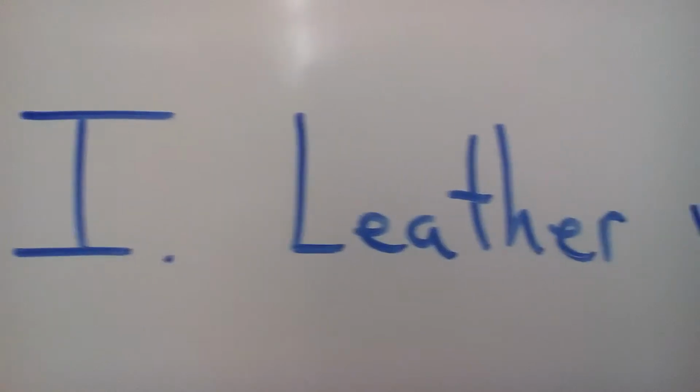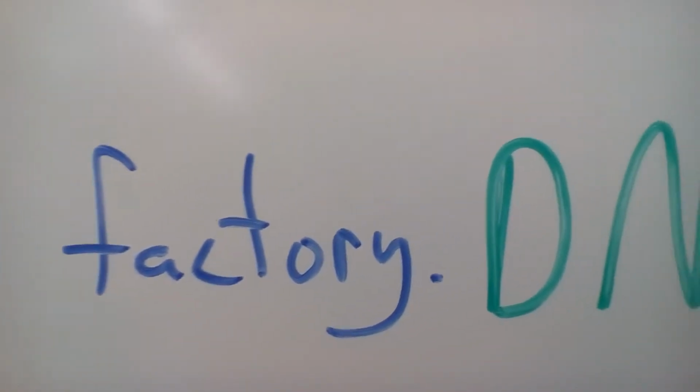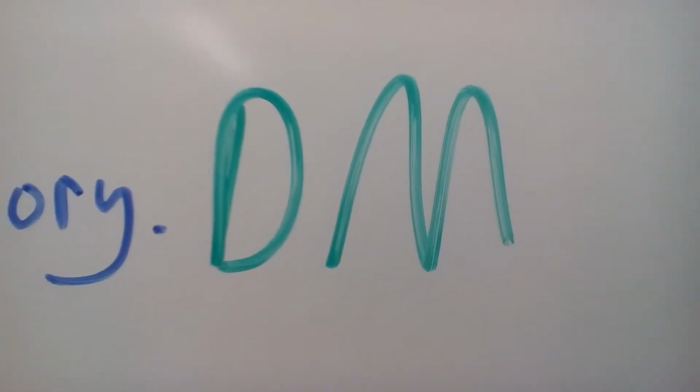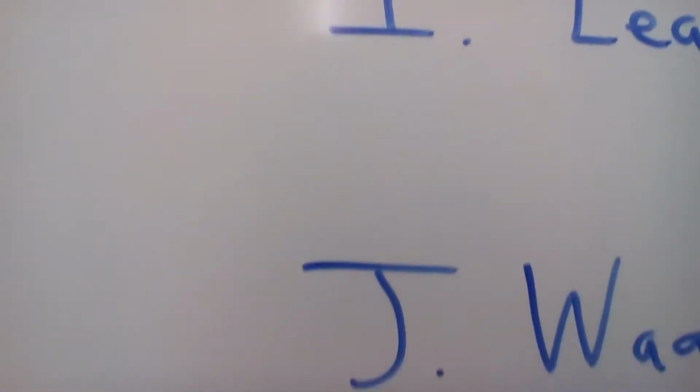Okay, I, leather used in a shoe factory. It's direct materials because we know we can track that leather. We know it's being made into a shoe, so we know the cost of it.